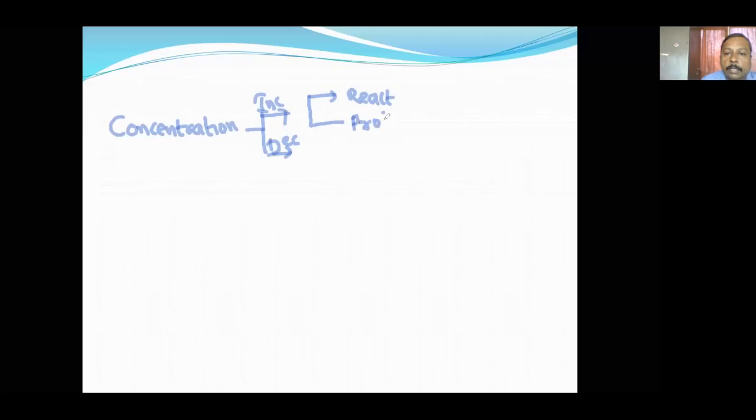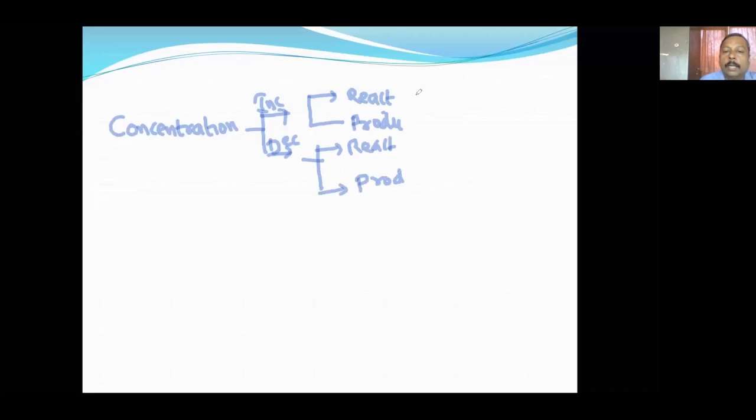Next, the Le Chatelier principle. I told you what the effects are. First thing is concentration. So with concentration, what can we do? We can increase or decrease it. We can increase the concentration of the reactant, or increase the concentration of the product. In the same way, we can decrease the concentration of the reactant, or decrease the concentration of the product.